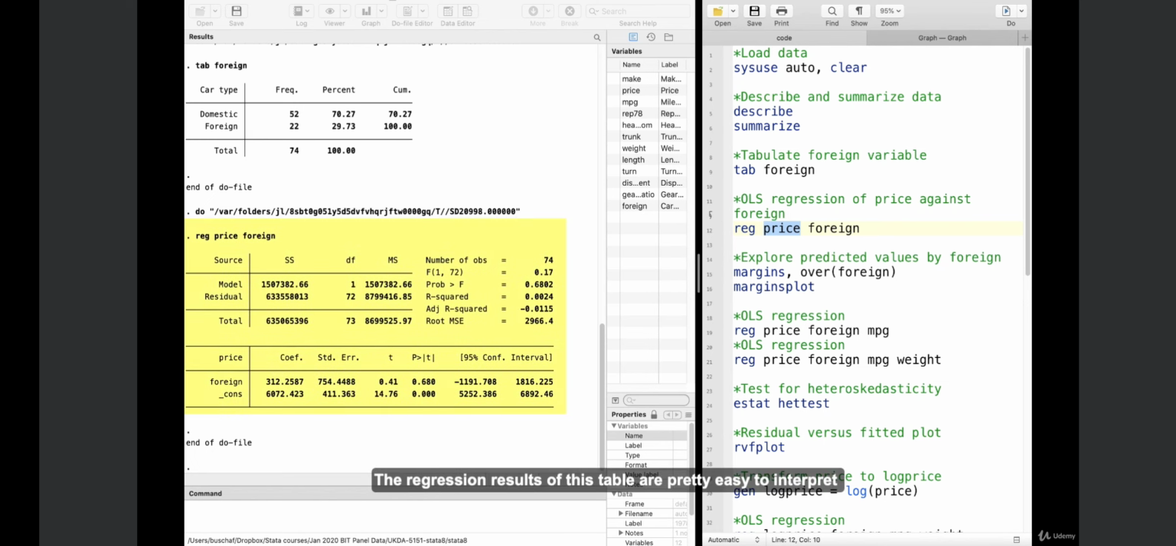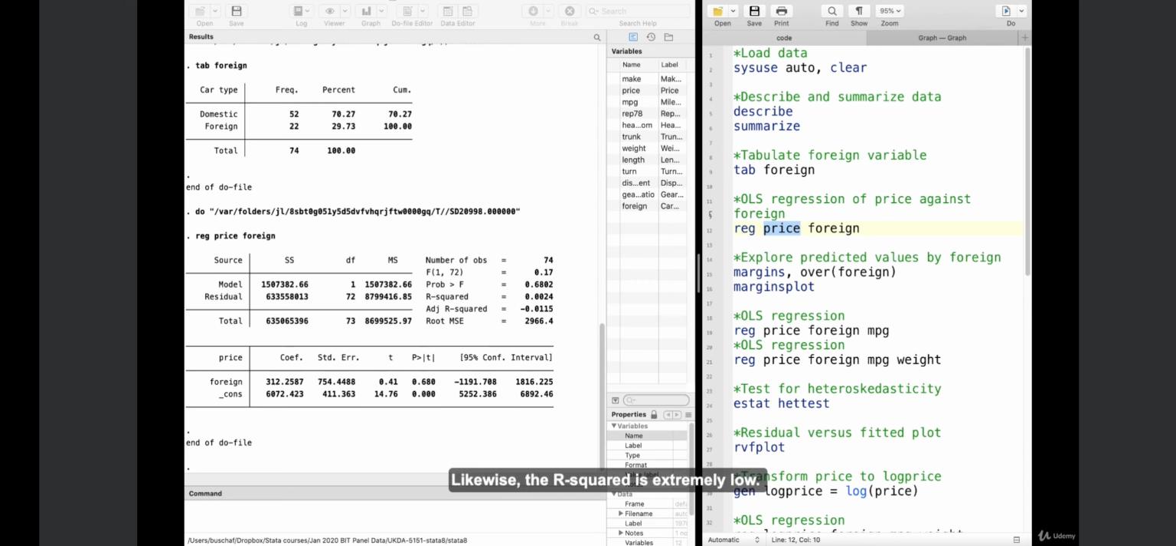The regression results of this table are pretty easy to interpret, but before we do that, let's quickly look at some diagnostics. The regression includes 74 observations, so that's good. There are no missing observations. The F statistic is not significant. Here we are looking for values below 0.05. Values above 0.05 imply that our total model, in other words, all the variables in our ordinary least squares regression, do not explain how price varies.